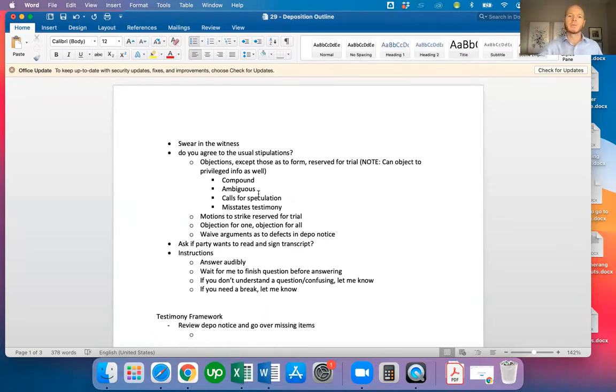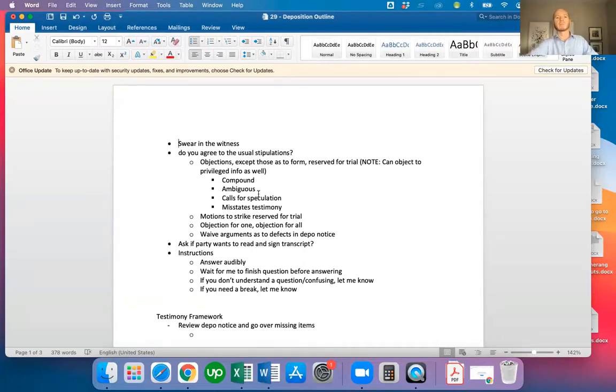Now, all you have to say is objection as to form. You don't have to elaborate on the objection beyond that. Obviously, if the other lawyer asks you for specifics of why you're objecting, you then will want to provide an explanation.